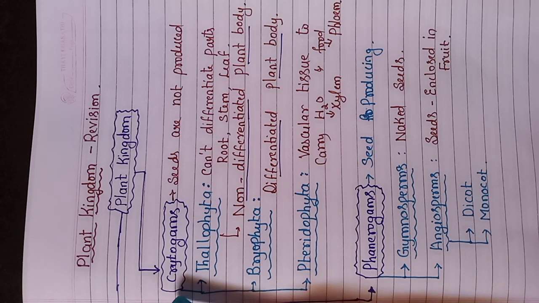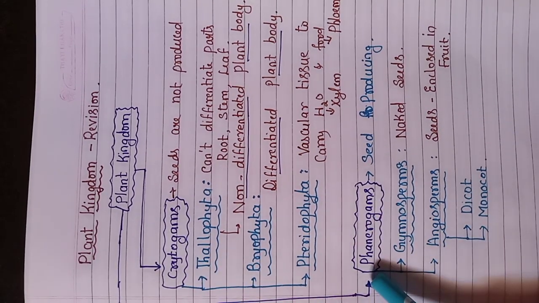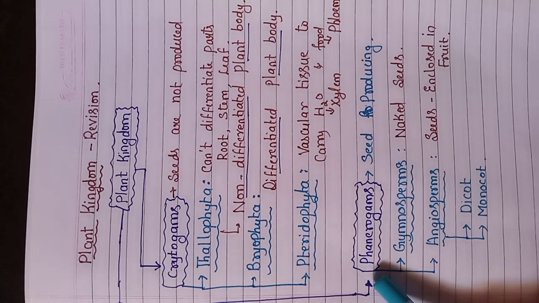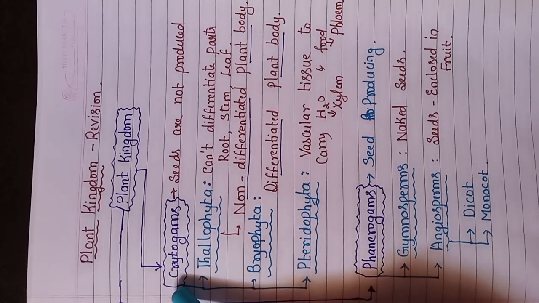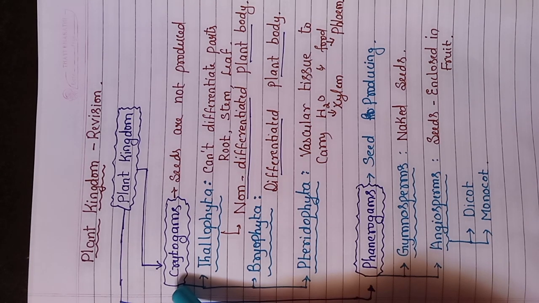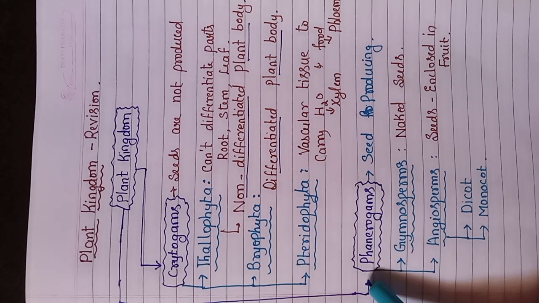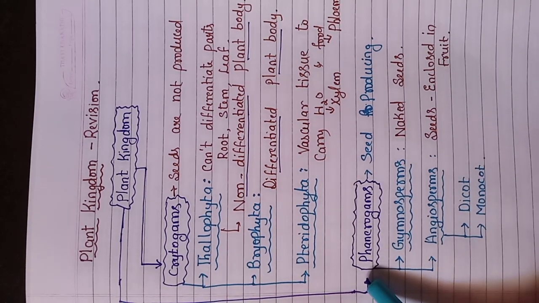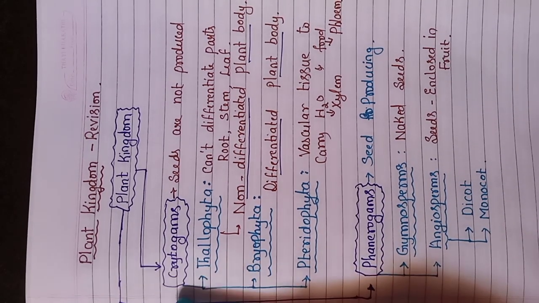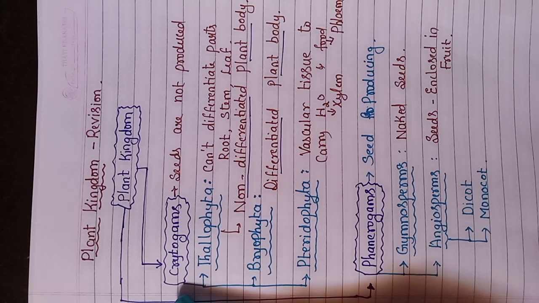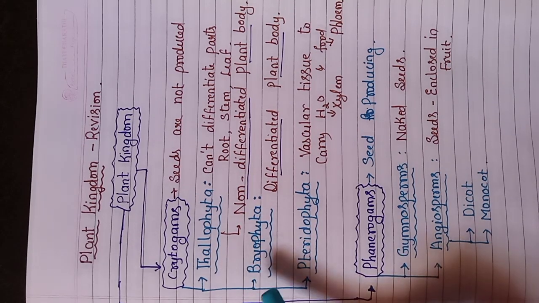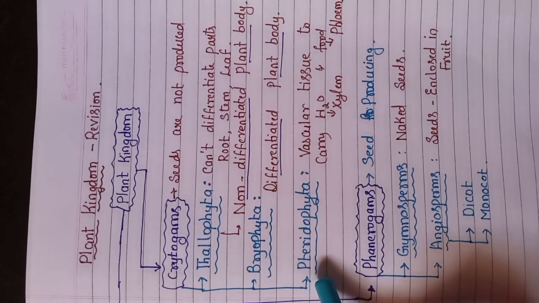They are cryptogams and phanerogams. Cryptogams means the plants which cannot produce seeds. And phanerogams, the plants which produce seeds, seed producing plants. The plants which do not produce seeds are cryptogams. Now cryptogams are of three types: Thallophyta, Bryophyta, Pteridophyta.